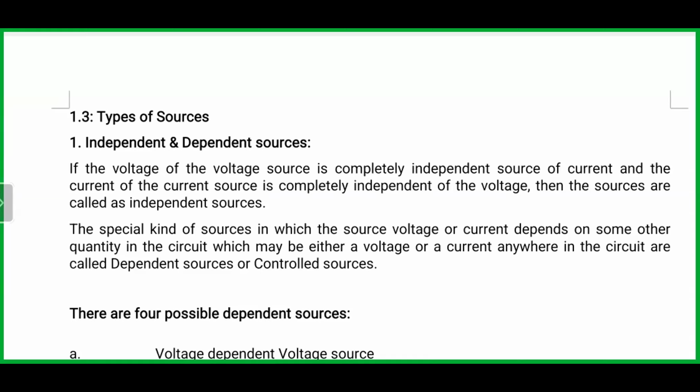A special kind of source, in which the source voltage or current depends on some other quantity in the circuit, which may be either a voltage or current anywhere in the circuit, is called a dependent source or controlled source. It's nothing difficult, it's nothing strange.